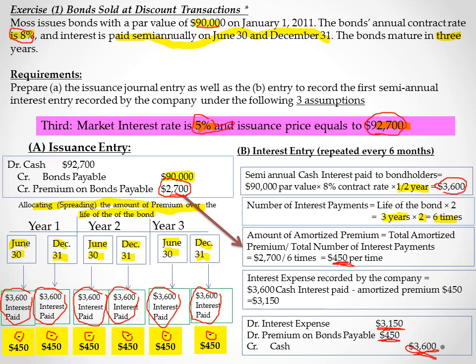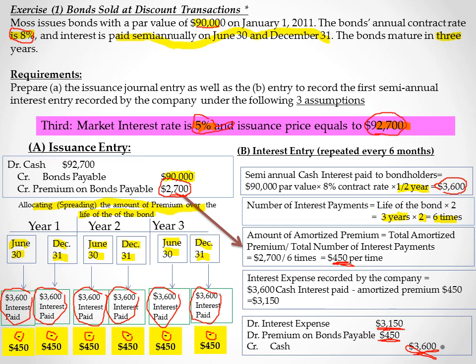We said that the cash that the company will pay will not change. The 3,600 will always be paid to the bondholder every 6 months. So the company will credit cash by this amount. Now we have a difference between the debit side and the credit side, which will be the premium on bonds payable. So to make the debit side equal to the credit side, we will have to put the difference, which is the 450, under the debit side.